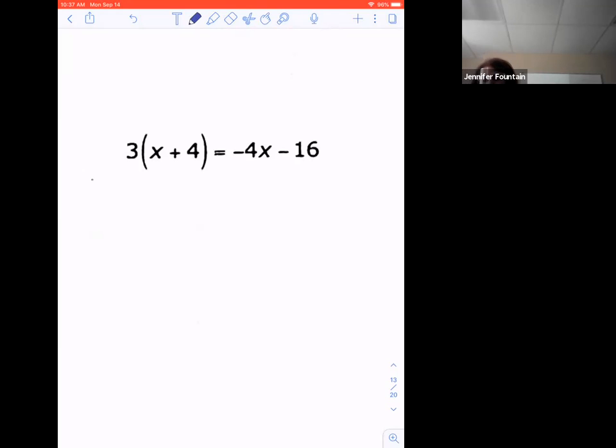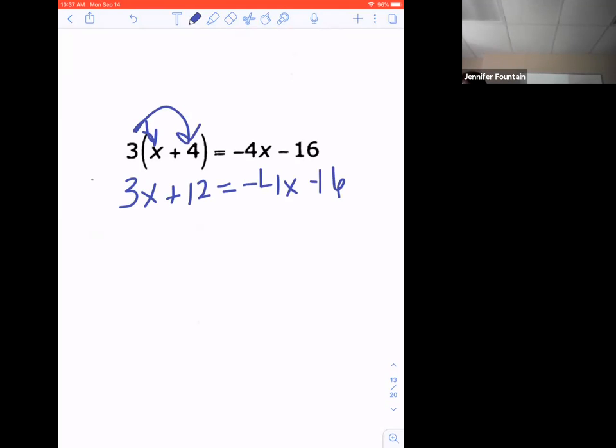Okay, let's take a look at this one. What is the first thing I need to do in this problem? Distribute. Okay, so we use multiplication to distribute the 3 to x plus 4. I told you I always draw my little arrows, so I make sure that I do everything correctly. So I have 3x plus 12 is equal to negative 4x minus 16.